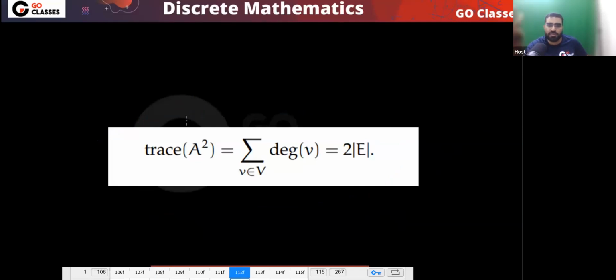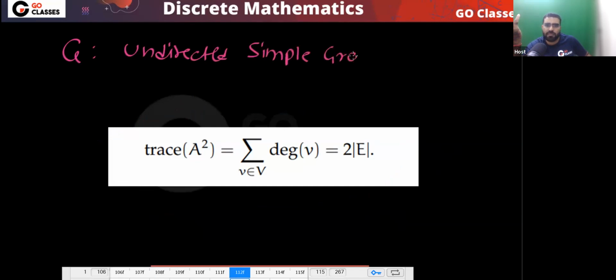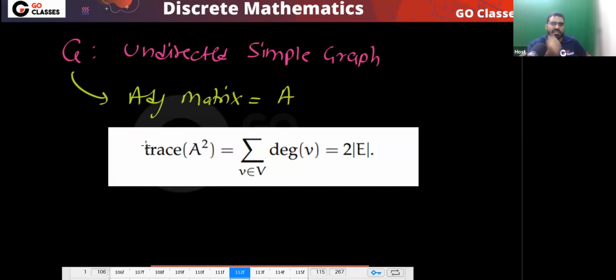You can prove it: if you have a G which is an undirected simple graph, and for this G the adjacency matrix is A, then you can easily see that the trace of A square will be equal to this. Very simple. So that's it.